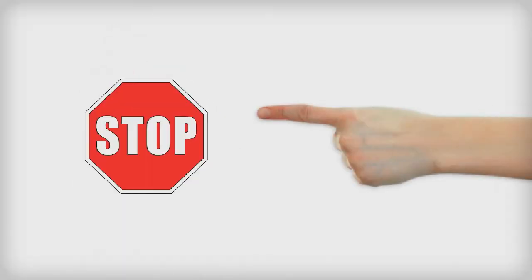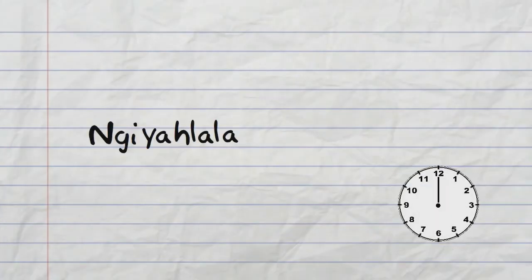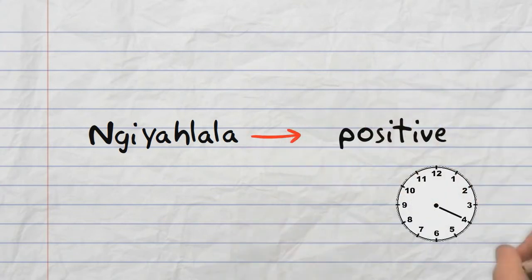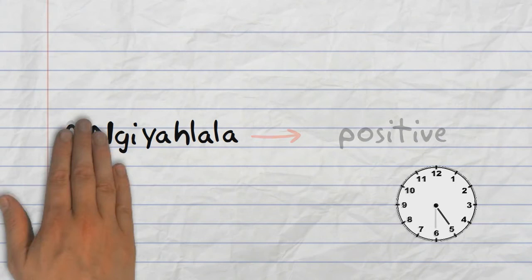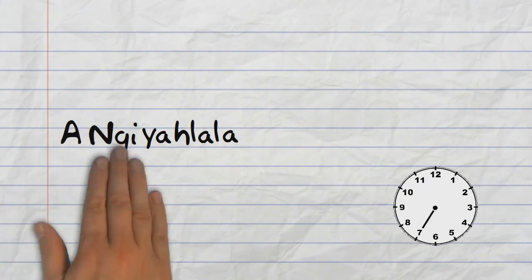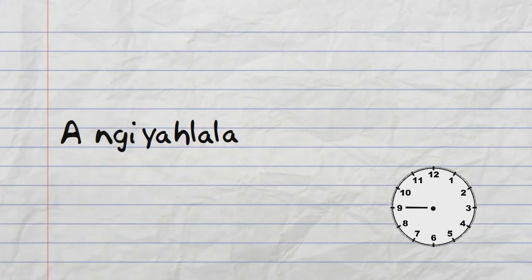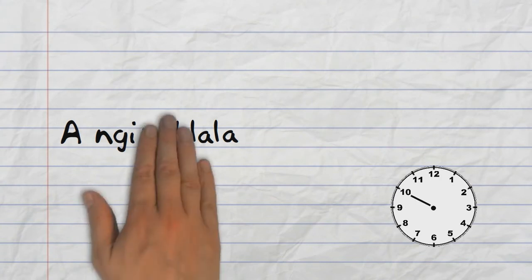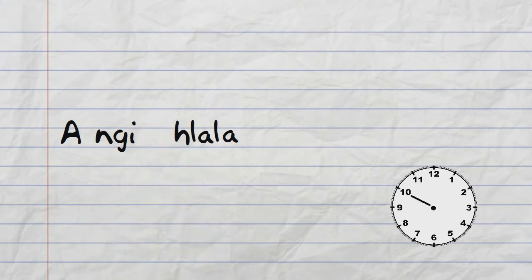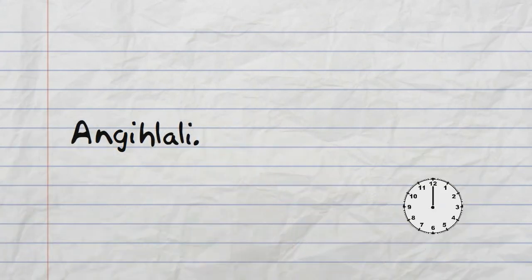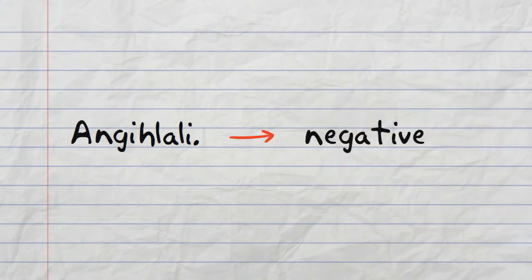Okay, stop for a second. Let me explain. Ngiyahlala is the positive form of the sentence. To turn it into the negative, we start with a. Ngi stays in the same place, but we take away the ya. And we change the ending of the verb from a to i. So hlala becomes hlali. Angihlali.